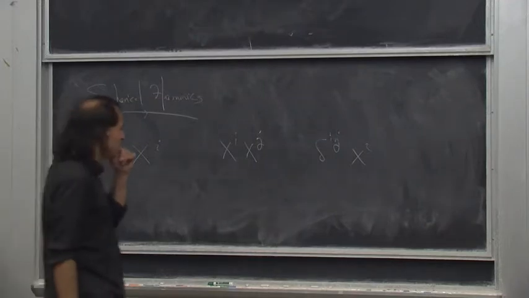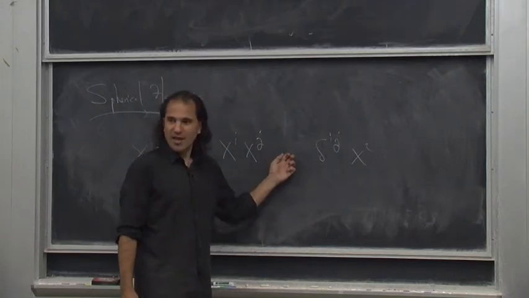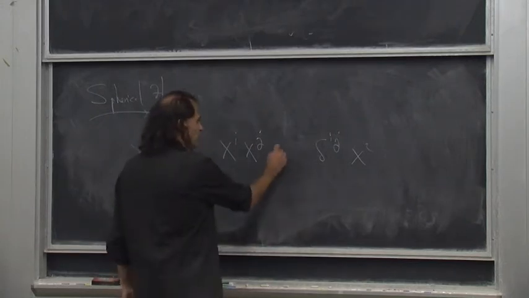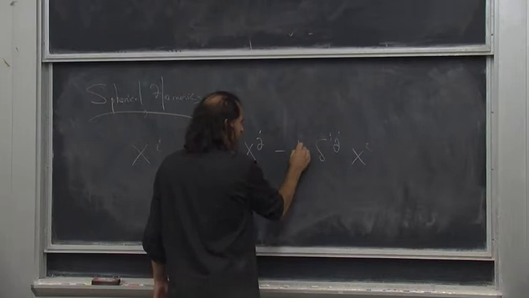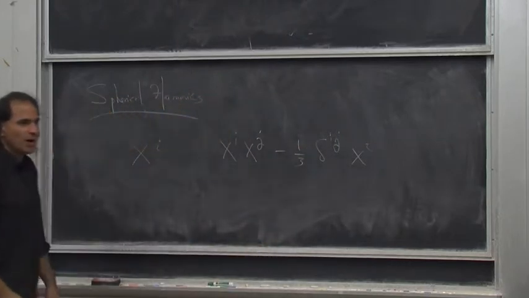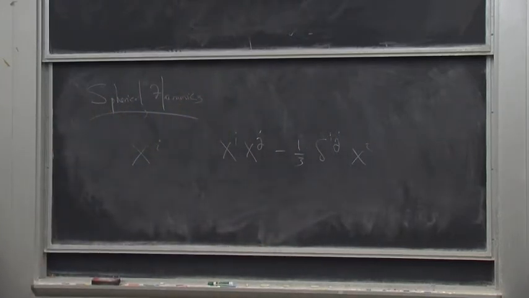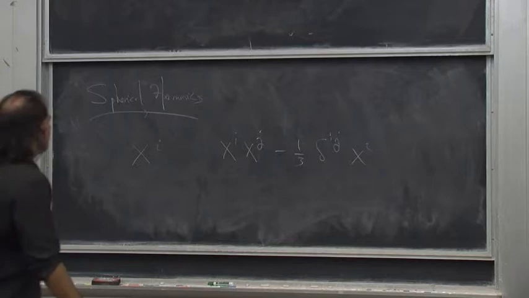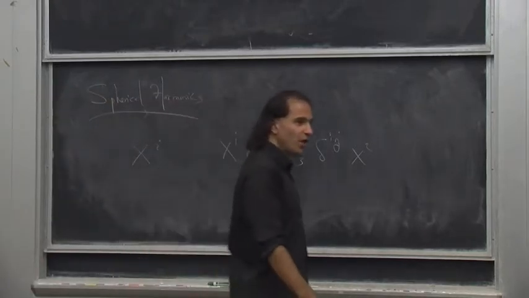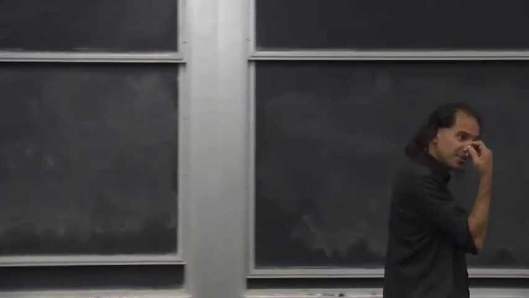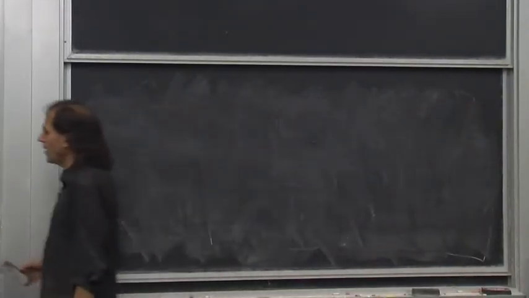In this case, it's still easy to do. I know how to take out the trace part. So I have minus a third delta ij x squared, and now this thing is both symmetric and traceless. But as you go to higher and higher spins, there's just the annoyance of taking out the trace parts. That's what the spherical harmonics are all about: the polynomials in the x's that systematically take out the trace parts. But this is the nicer way of thinking about them.